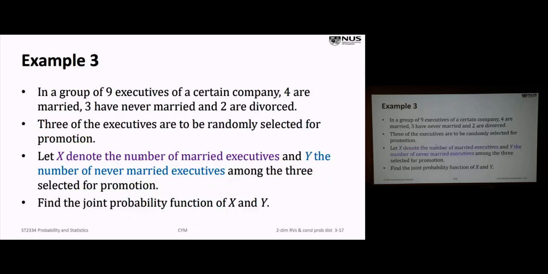The next thing is, let's think about the possible values that X and Y can take. We're going to take 3 executives out of this bunch of 9. We know that 2 of them are divorced, so at most we could take 2 individuals who were divorced, which means at least one of the 3 must be either married or never married. So X plus Y must be at least 1. And because I'm only going to take out 3 individuals, X plus Y is at most 3.